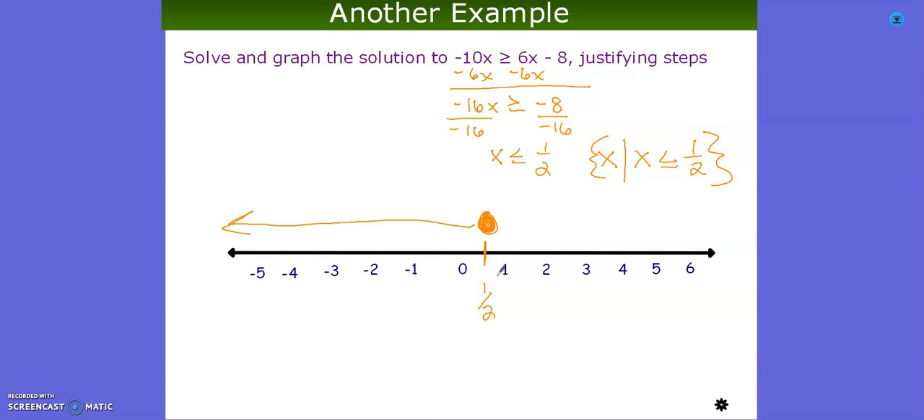So on my number line at 1/2, and I had to write that in, I'm going to use a closed circle because it said less than or equal to. So less than means go ahead and draw a circle, and then if you have the equal to part, you got to fill that circle in. And all the numbers that are less than 1/2 are to the left. So all of these values here are possible solutions to the inequality.